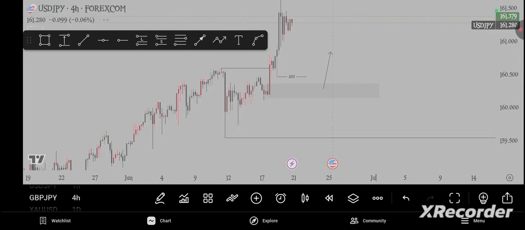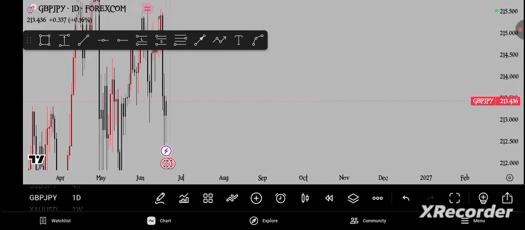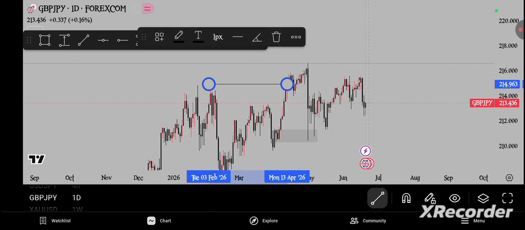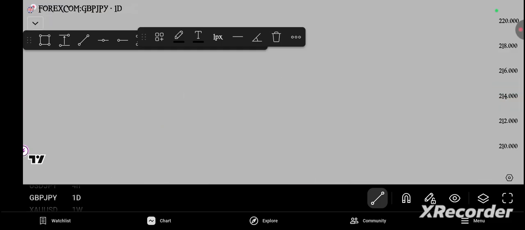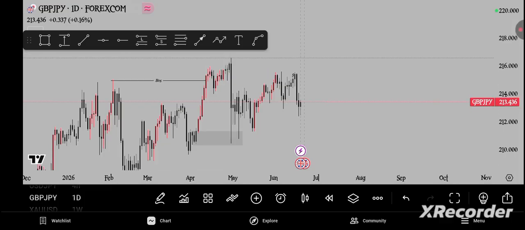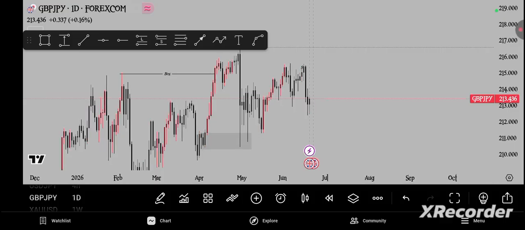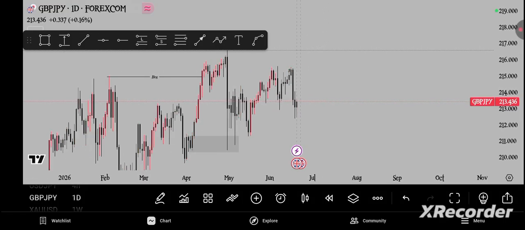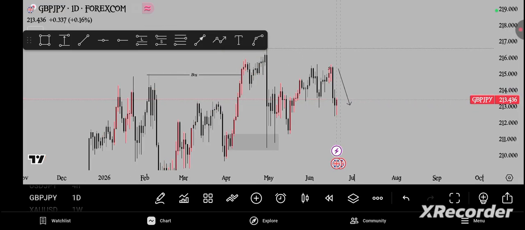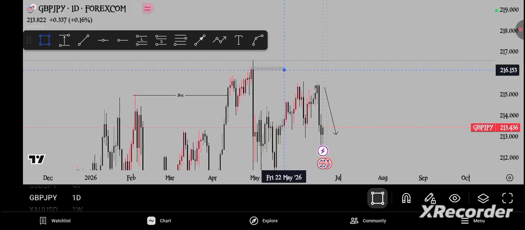Then going to the GBP JPY. On the daily time frame, as you can see on GBP JPY, we have this daily BOS, daily break of structure. Price reacted from this demand and has been pushing up for a long time. But now the last leg of the daily structure was bearish, and it was as a result of what? This daily demand, this daily supply, sorry.